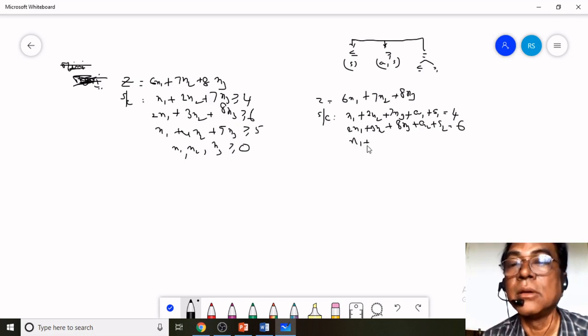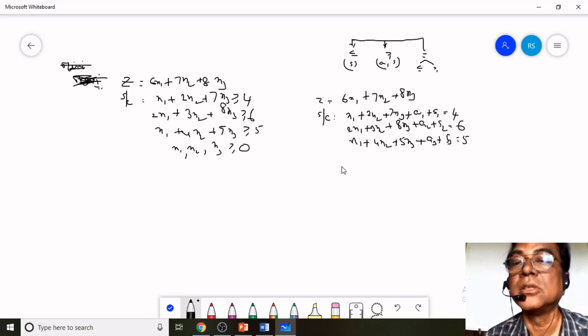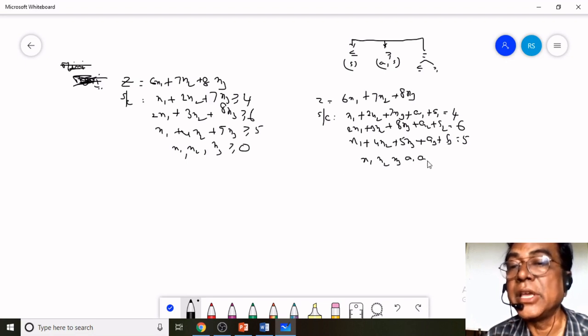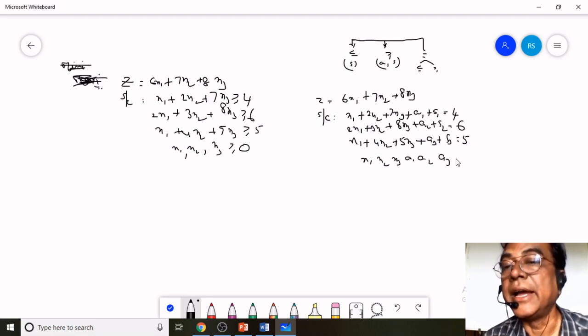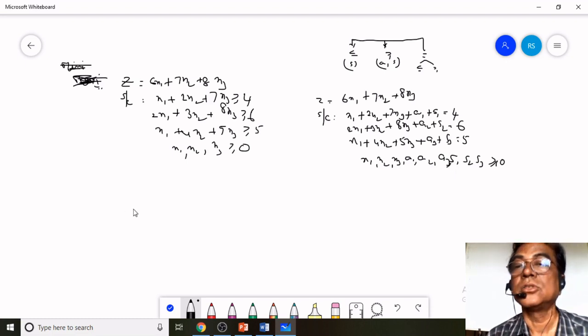So x1 plus 4x2 plus 5x3 plus a3 plus s3 equal to 5. So what are the equations here? x1, x2, x3, a1, a2, a3 and s1, s2, s3 are greater than or equal to 0. All our variables are there. Okay, so the problem is over.